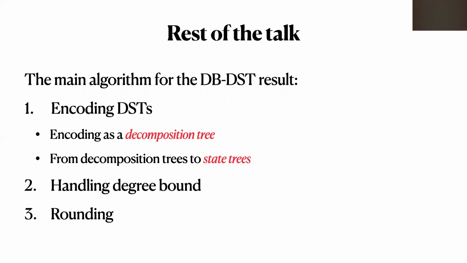The rest of the talk will be focusing on algorithms for the degree bounded DST problem. We will first show how to convert a DST to another object called a state tree. This can be viewed as an encoding of the DST. Then our algorithm will try to find the state tree that encodes the optimal DST using linear programming. In the first part, we can forget about the degree bound and only think of how to find the DST. We then show how to incorporate the degree bound into our algorithm, and finally, how to solve the LP.